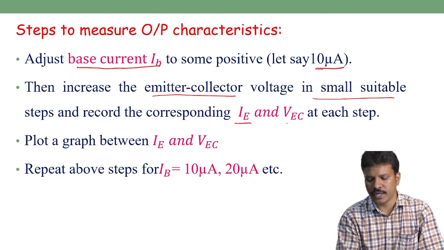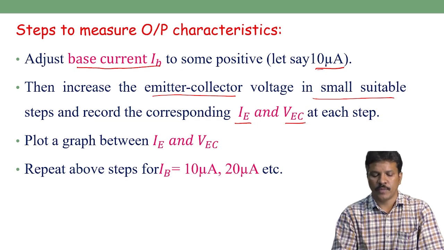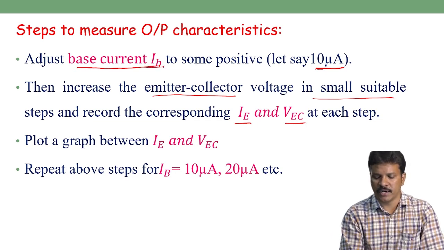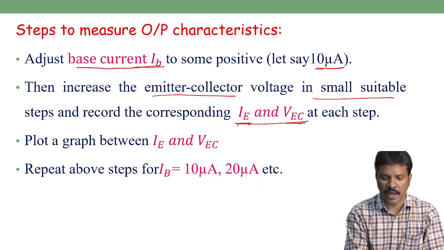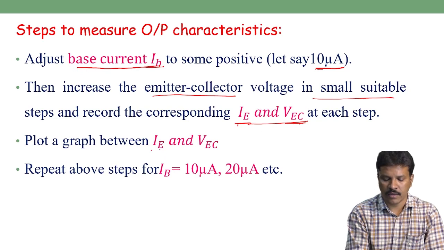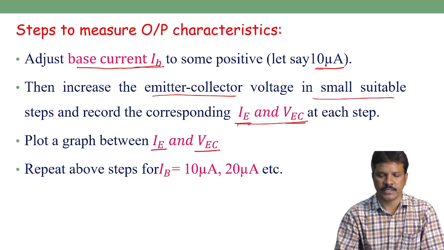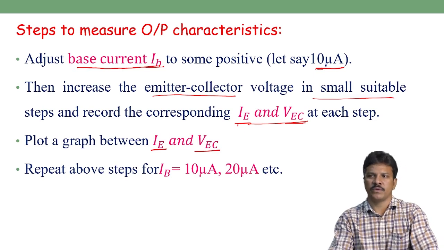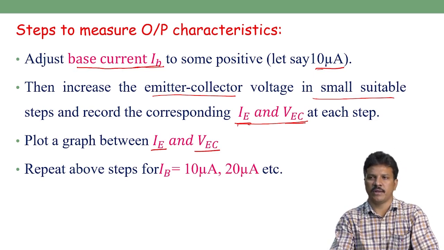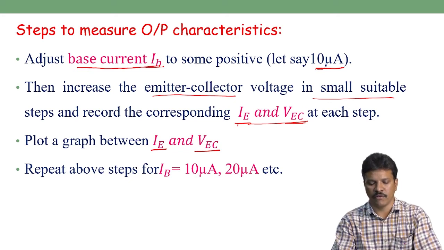And what is the output voltage, VEC? So by keeping the input current constant, we come to the output side and measure the output current and output voltage, and plot the graph between output current IE and output voltage. When we plot the graph, we can observe some important action in the common collector configuration.